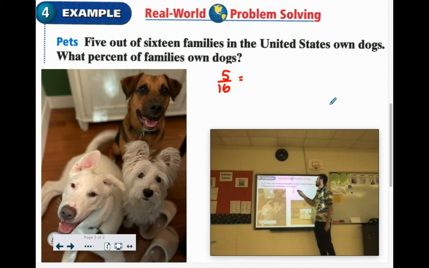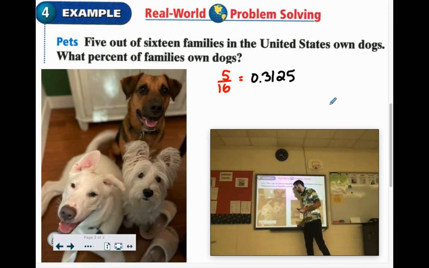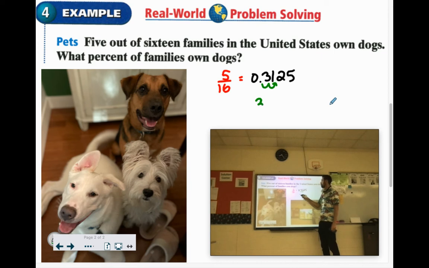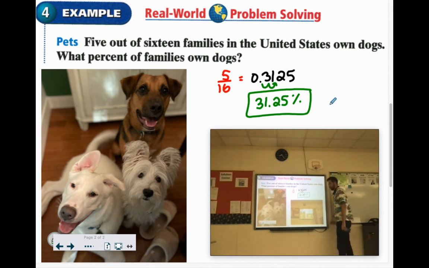So 5 out of the 16 families have dogs. What percentage is that? Well, first, let's just get that as a decimal. 5 divided by 16, which is 0.3125. And then to convert that decimal into a percentage, you either multiply by 100 or move the decimal 2 places to the right. So 31.25% of families own dogs.